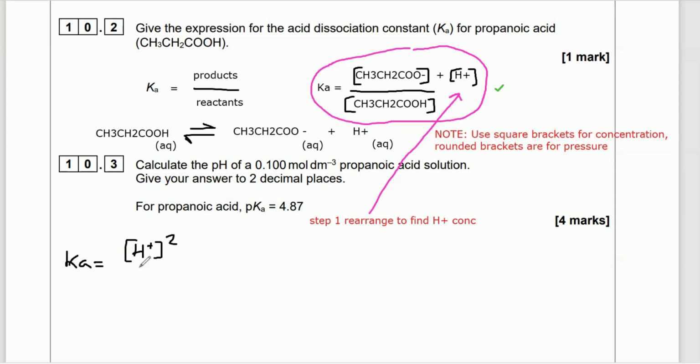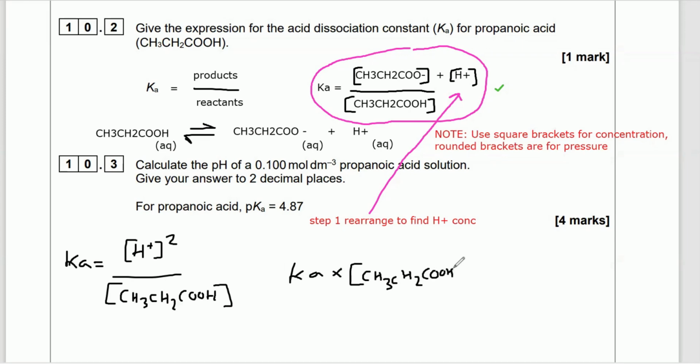So how are you going to do that? Well, we can start by saying hydrogen ion squared at the top. We can rewrite the expression with hydrogen ion squared because we know that the concentration of the H plus is equal to the concentration of the carboxylate ion, so we can just make that H plus squared. Then we can rearrange this by doing Ka times the concentration of the acid, square rooted, and that will give us the hydrogen ion concentration.